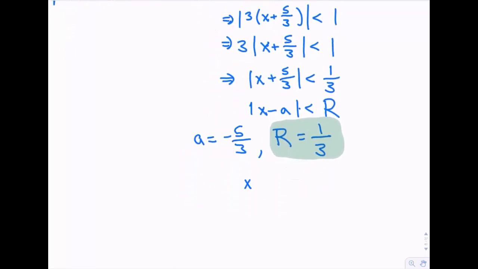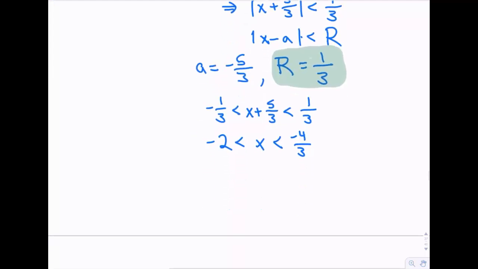So, okay, let's go ahead and find the interval of convergence. So the interval, we're going to go ahead and break this up using our theorem into a nice compound inequality. And then we're going to go ahead and subtract 5/3 from both sides. So to subtract 5/3 from the right, it's negative 4/3. And when we subtract 5/3 from the left, it's negative 2, or negative 6/3. So the open interval of convergence is from negative 2 to negative 4/3.